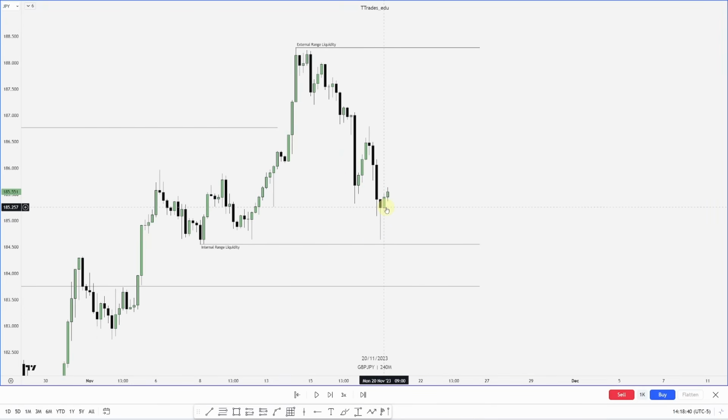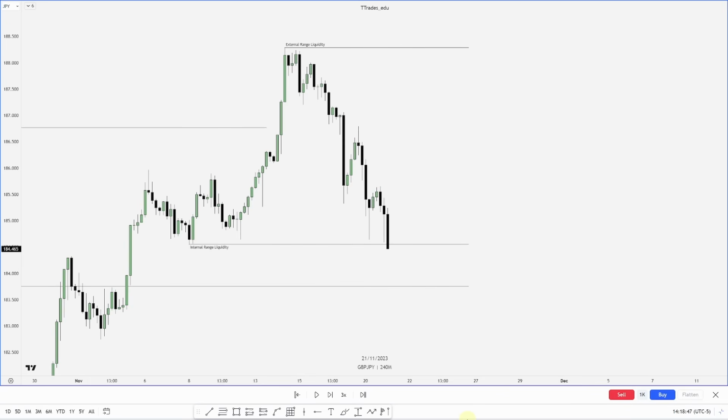So there we get displacement down. We get a retracement into a fair value gap. So I'd want to see another leg down. And there we go. Price reaches into internal range liquidity. Now, if we're going to go from internal to external, where do our eyes go? Up to external range liquidity up here.